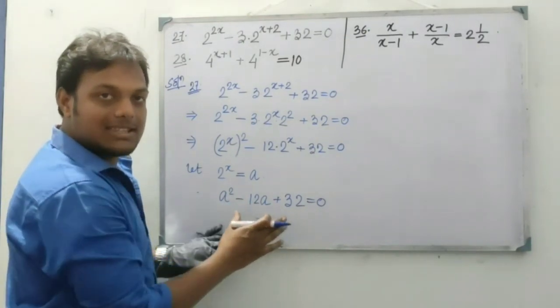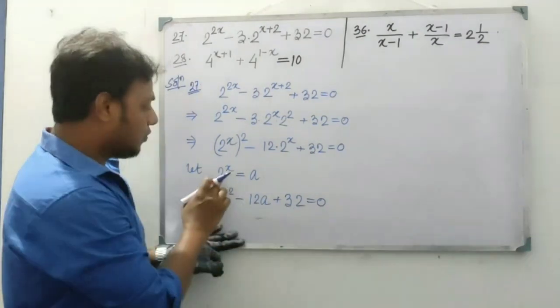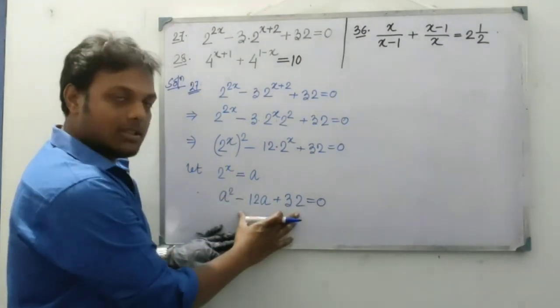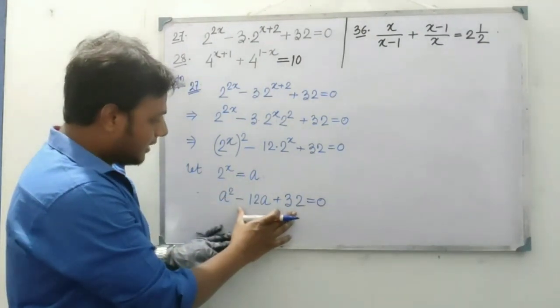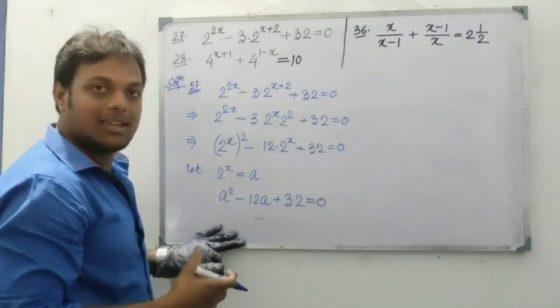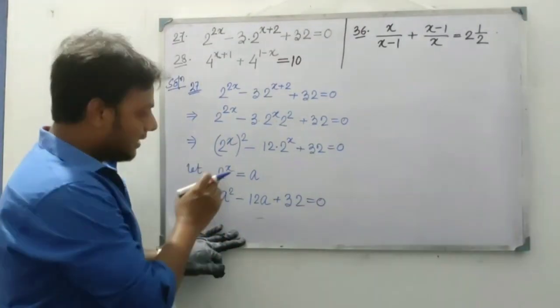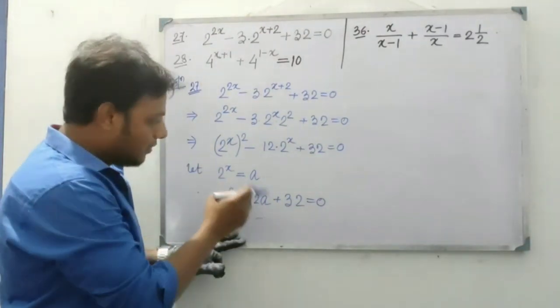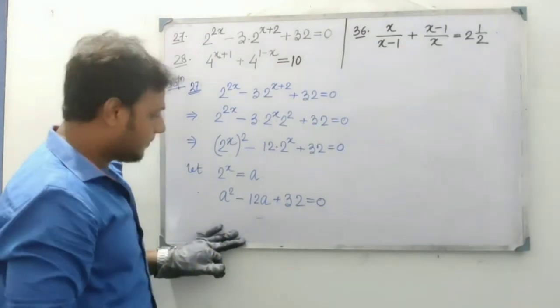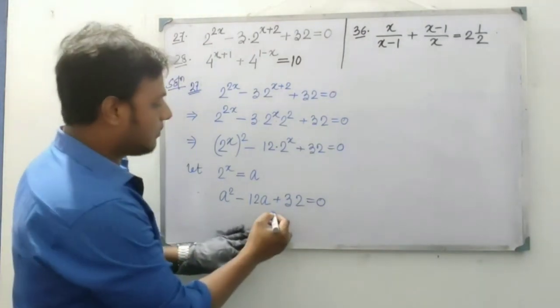So we have considered here 2 to the power x as a. So easily we will say that this is the quadratic equation of a, which means internally this is the quadratic equation of 2 to the power x. A and 2 to the power x are the same thing according to our assumption. Is it clear? So now solve this part. This is the quadratic equation, you have to factorize it.